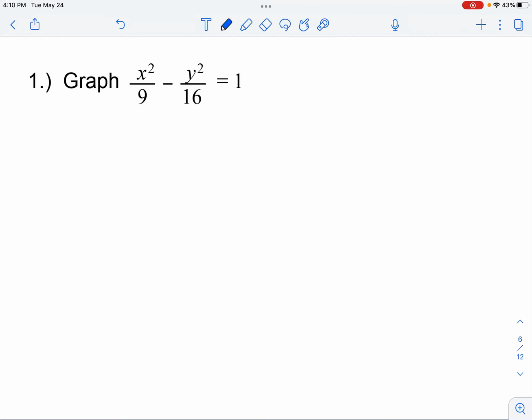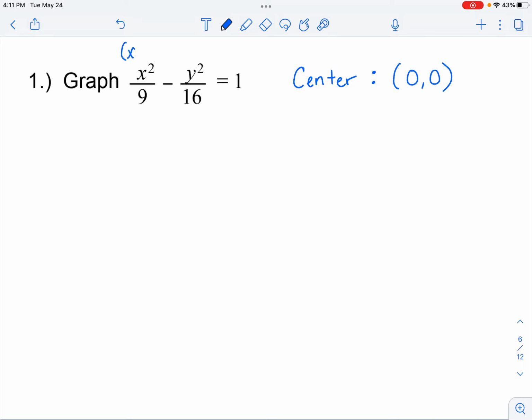Let's take a look at how to graph a hyperbola. So here we're going to graph x squared over 9 minus y squared over 16 equals 1. All right, so this is in standard form, centered at the origin. And I know it's centered at the origin because I don't have any vertical or horizontal shifts with the x or the y, okay? So we have a center at 0, 0, okay?